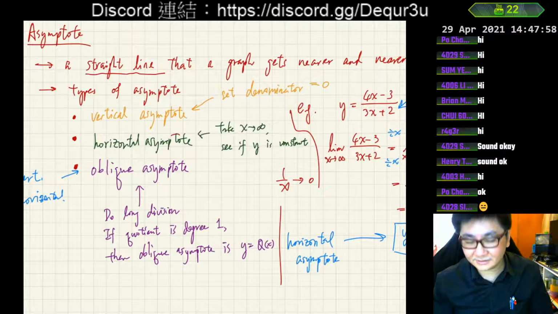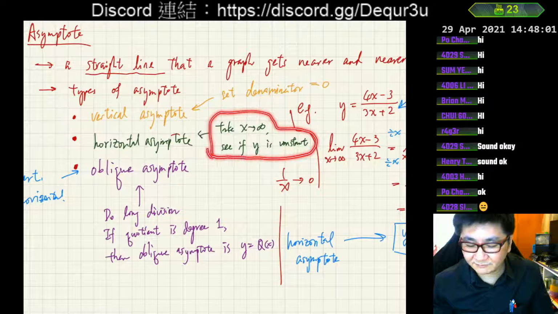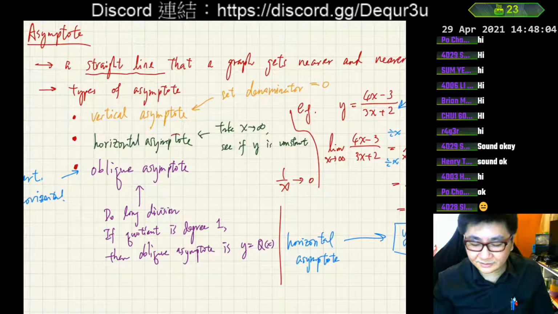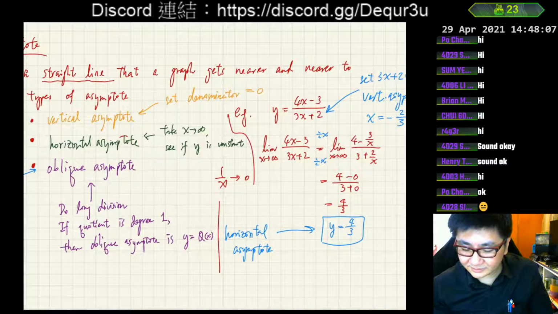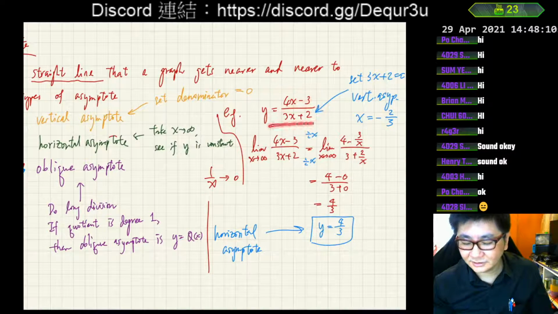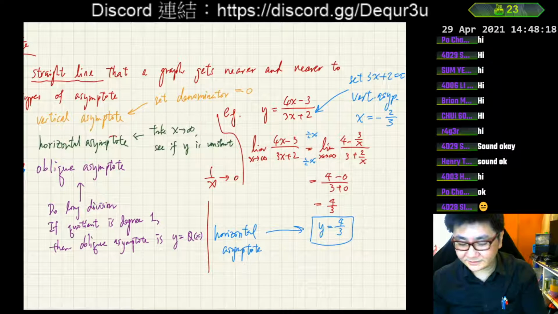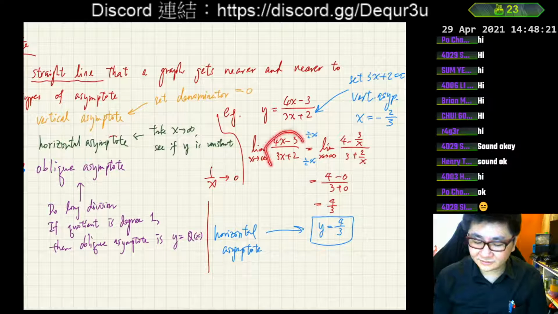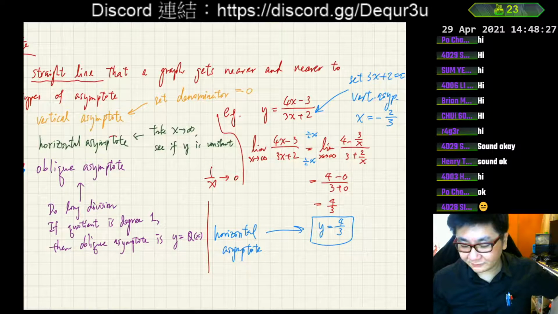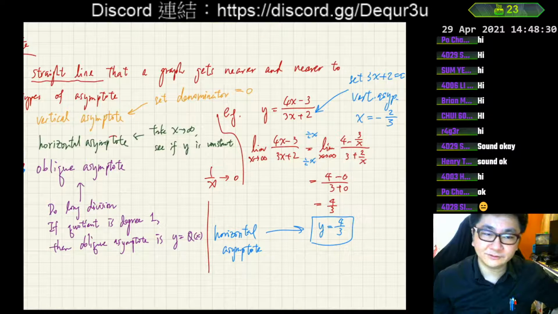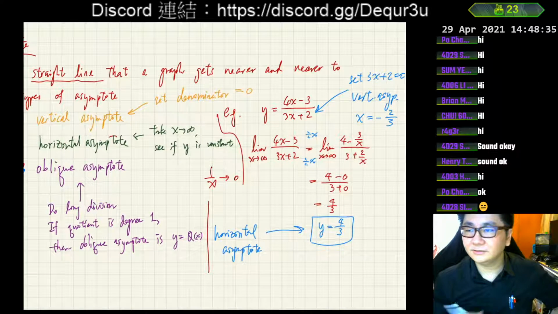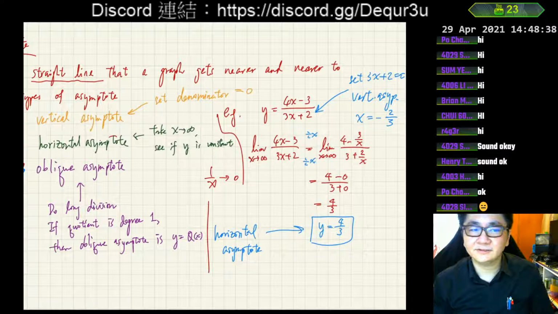One way to do it is we take x tends to infinity and see if y is a constant. Yesterday we took a simple example, a power 1 over power 1 function, and we took the limit for x tends to infinity, and after working out the limit we found it's a constant, a fixed number 4 over 3. Therefore this function, as x goes to infinity, will go nearer and nearer to 4 over 3. Therefore the horizontal asymptote is y equal to 4 over 3. Yesterday we also showed the GeoGebra graph, and today maybe I will also show you some GeoGebra graph to understand the situation.